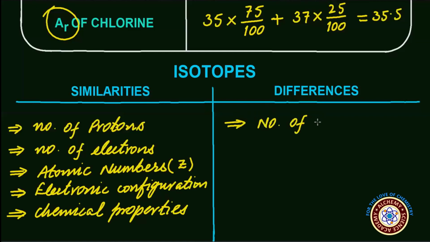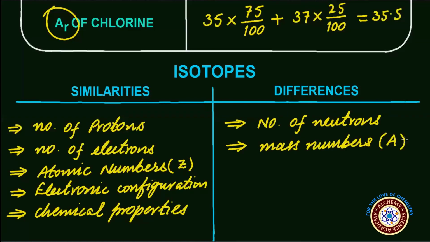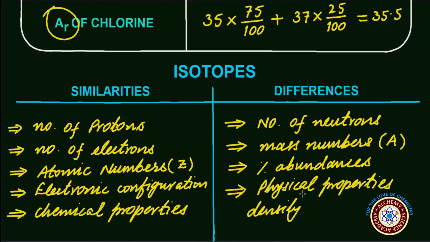Whereas isotopes have certain differences, and they differ in the following respects. First is the number of neutrons. Isotopes have a different number of neutrons in their nuclei, and they have different mass numbers, that's A. They have different percentage abundances and have different physical properties such as density and rate of diffusion, etc.